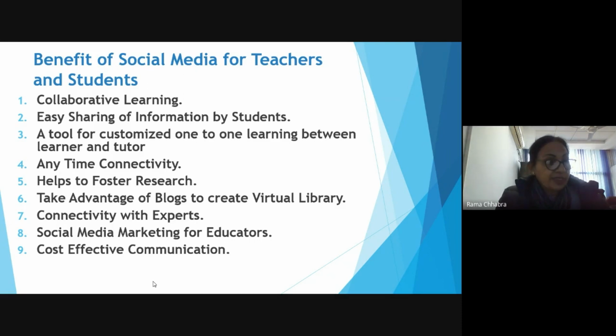And social learning theory also says that students learn best when they learn from each other. Several studies have also revealed that when students study together, they earn higher grades and are more engaged and are more motivated.